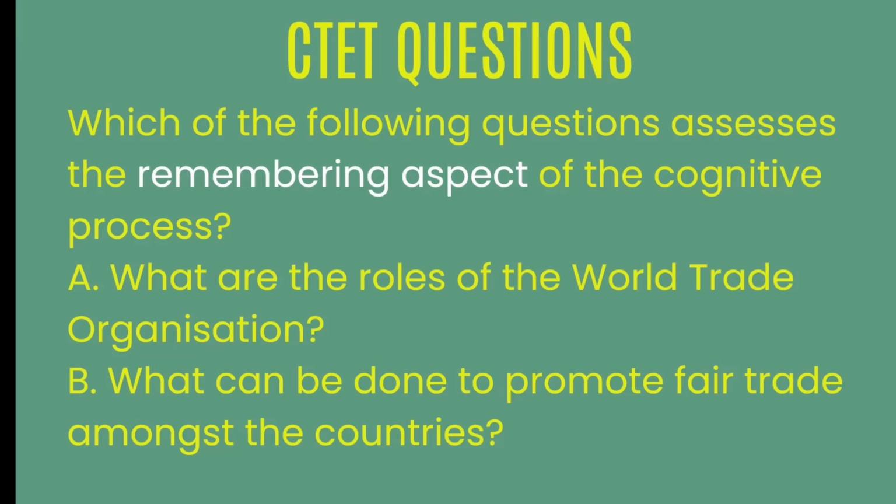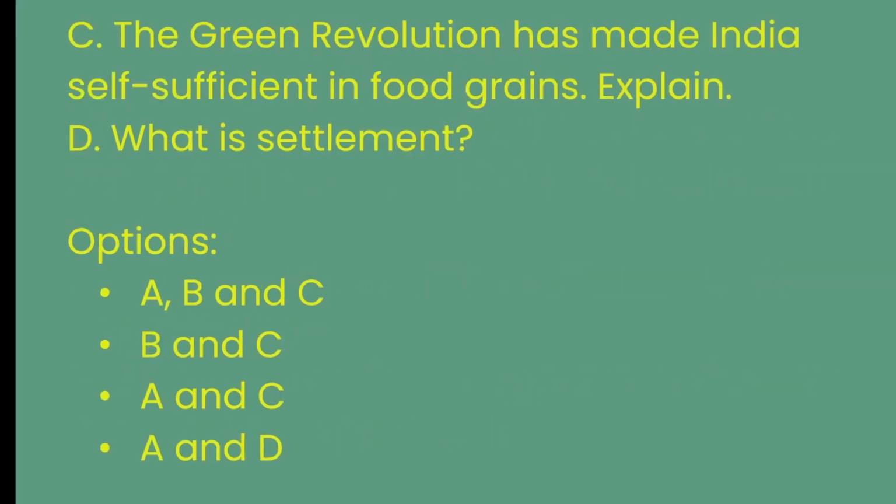Here you have to know what the roles are and you just have to recall and tell. So this is a remembering aspect question. What can be done to promote fair trade amongst the countries? Now, see out here, the question begins with what, but every question which begins with what does not become a remembering question. You have to put your understanding of what is fair trade, how can we promote it. So, this will be more of an application or understanding kind of a question.